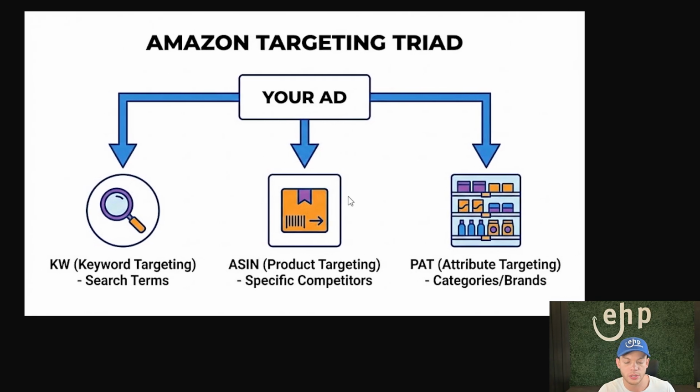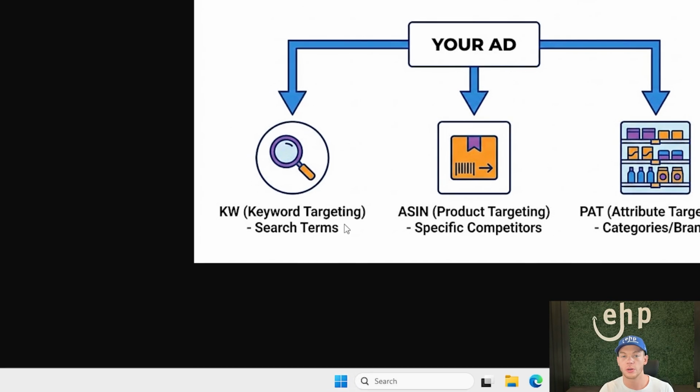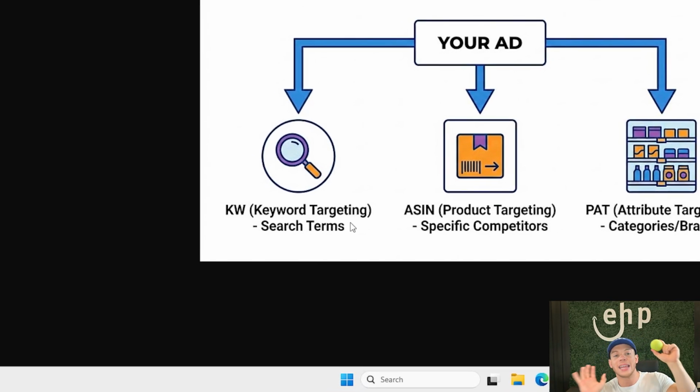Next up is your targeting triad. So we've got keywords right here. Keyword targeting, KW, is pretty much your keywords. So if I want to show up for tennis ball, that's my keyword, tennis ball. Or if I want to show up for yellow tennis ball, that's a keyword, KW, okay? ASIN is just how you define the product.